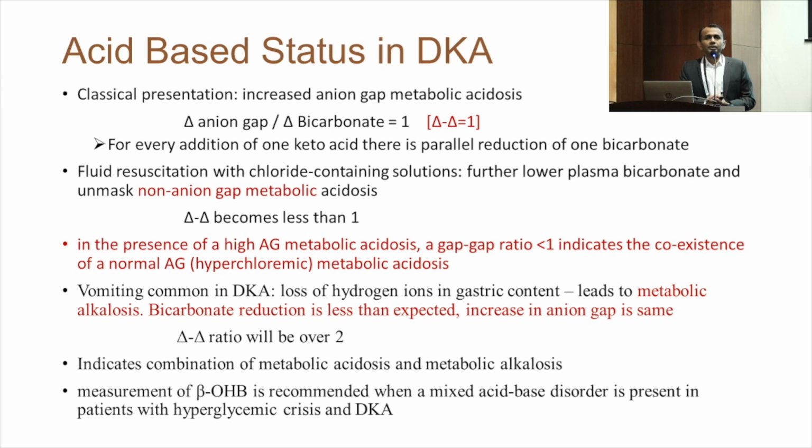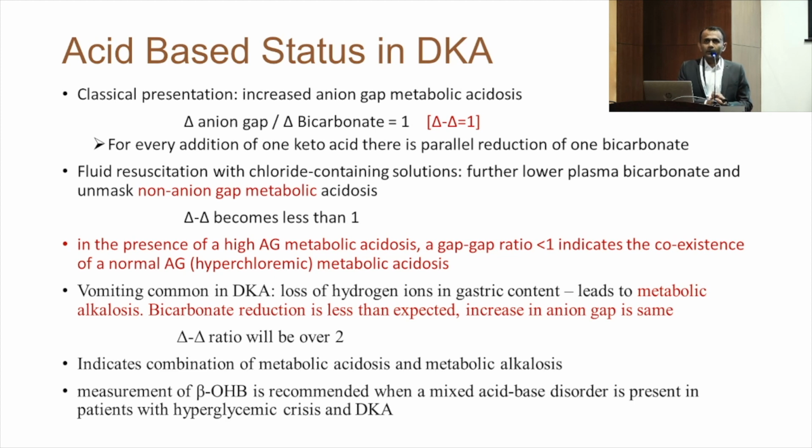As you start treating with normal saline, what happens? There could be hyperchloremia. This hyperchloremia can lead to a reduction in the bicarbonate. So the delta bicarbonate is the denominator, and that ratio goes up. So the delta ratio, the ratio of gap, reduces to less than 1. Whenever you see that the gap ratio is less than 1 in the presence of high anion gap metabolic acidosis, it is understood that there is a new normal anion gap metabolic acidosis because of hyperchloremia.